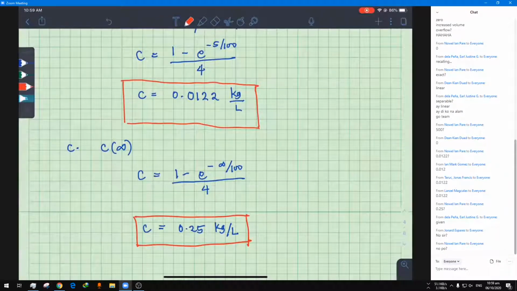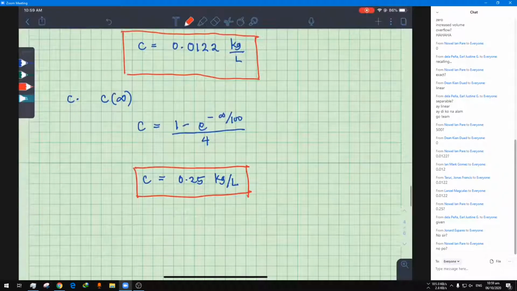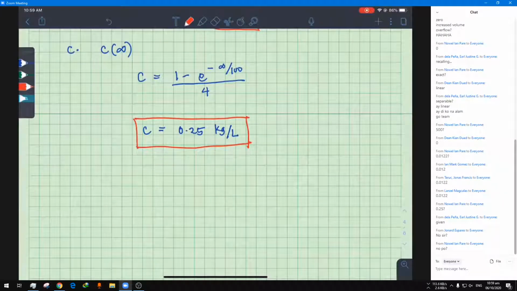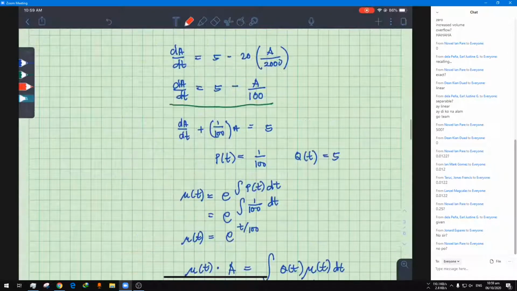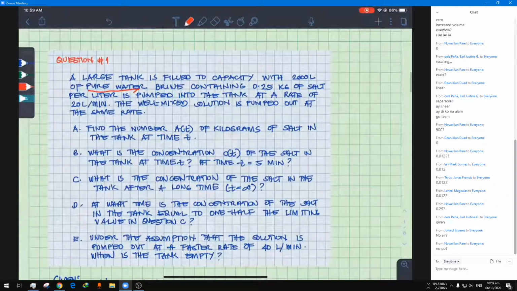So kasi saan manggagaling yung concentration na 'yon? So kumbaga parang magpaparehas na lang sila in the long run. Parehas na yung concentration nung pumapasok at saka yung within the mixture itself. Then meron siyang letter D naman.